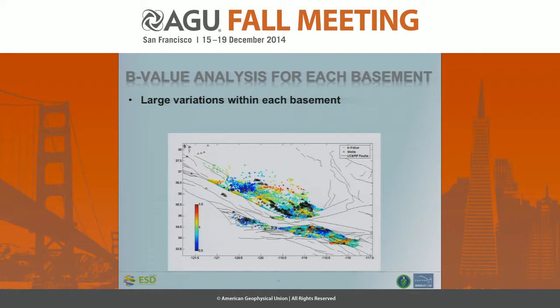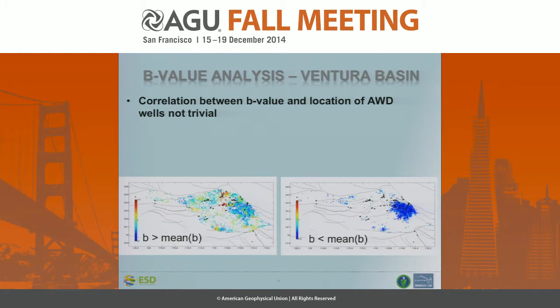What we did then as well was a b-value analysis on the basin level. And just like this, it looks like there are lots of variations. The color scale is from 0.5 to 1.5, and overlaying are again the wells. And this needs much more analysis, which we can't present here because it could be a talk by itself. But I'm just showing you here the example of the Ventura Basin.